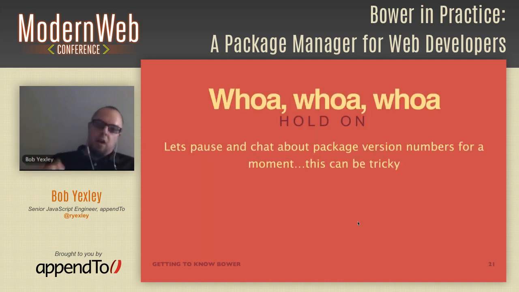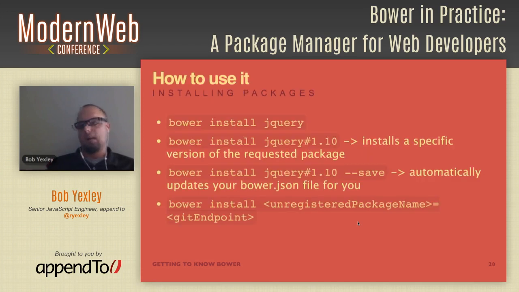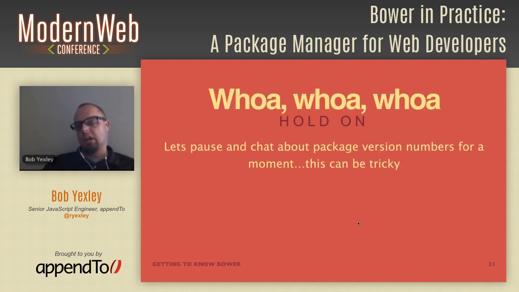This is where I want to pause for just a moment and talk about package version numbers, because this can get a little bit tricky. We talked over here about how to install packages, and this relies pretty heavily on understanding how Bower recognizes the version numbers for the packages that you have installed and what impact that can have on your project if you're not careful about how you specify which versions you want. Some of you might have been there.